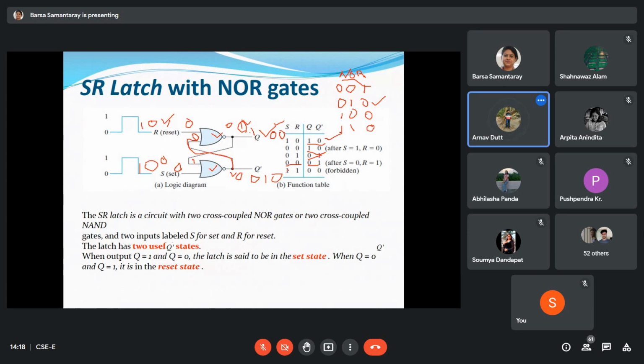0 0. So actually Q and Q dash should be 0 1. 0 1, मतलब कॉम्प्लीमेंट आना चाहिए. तो ये जो 0 0 हो जा रहा है, that's why this is not valid condition, or we can say that this is a forbidden condition. So generally we are preferring that 0 0, 0 1, 1 0.